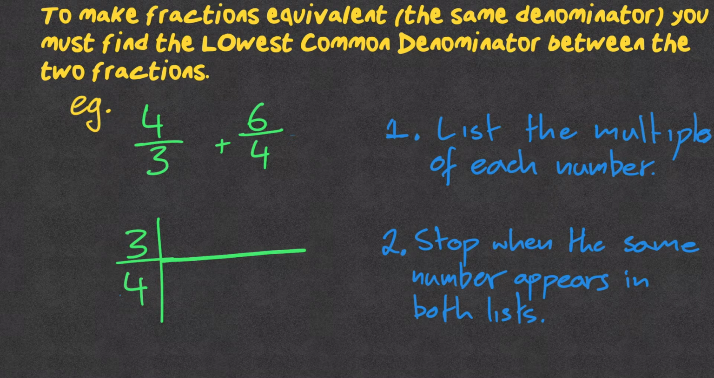Alright, so when those denominators are different, those steps on the right in the blue, that's all we have to follow. So list the multiples of each number, and that's referring to your denominator down the bottom. So here I made a little list. 3 is going to be up the top, 4 is going to be down the bottom.